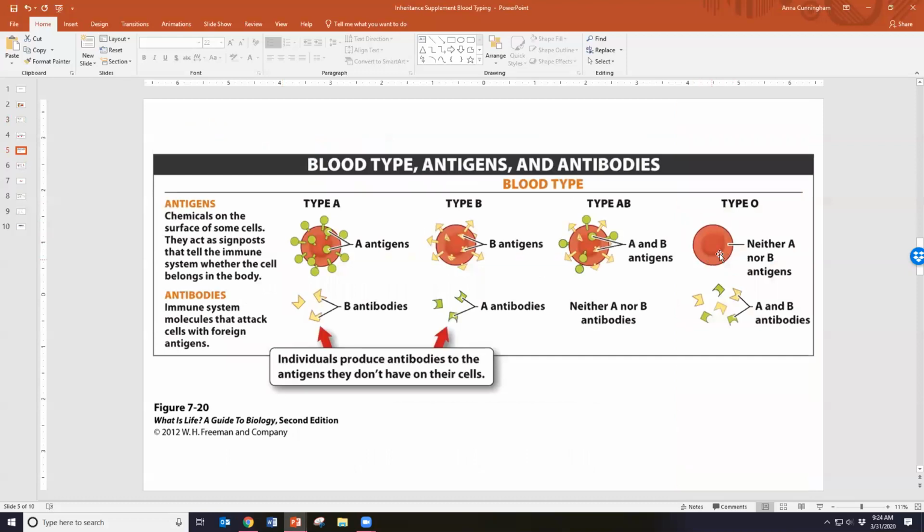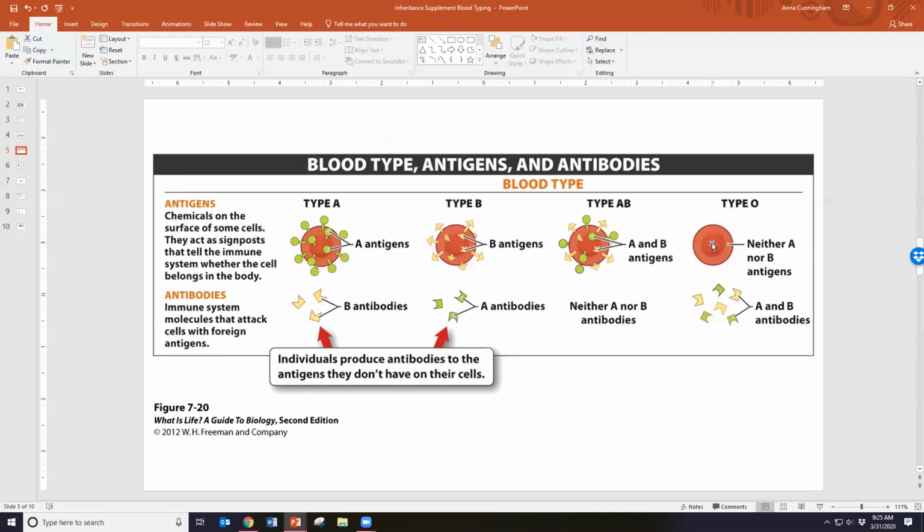So sometimes an easier way to look at that is to see type O as sort of like a naked cell. It doesn't have A or B expressed. Okay, so those are our antigens. Type A has A antigens, B has B antigens, type AB has both A and B, and type O has nothing.